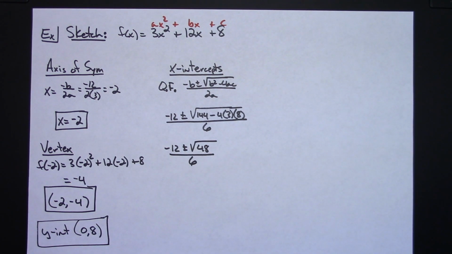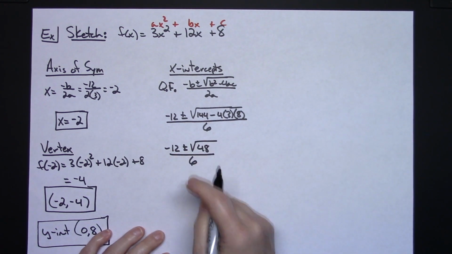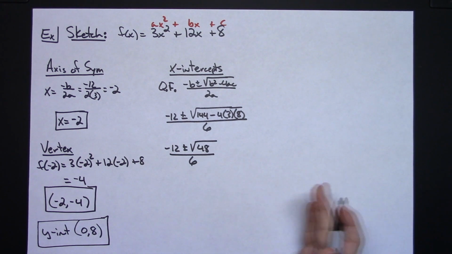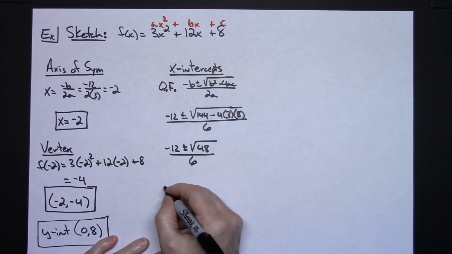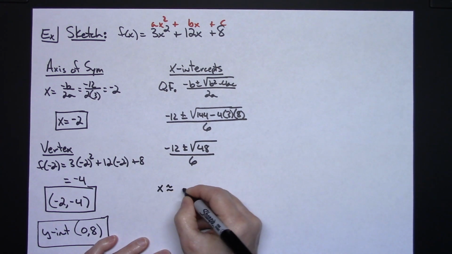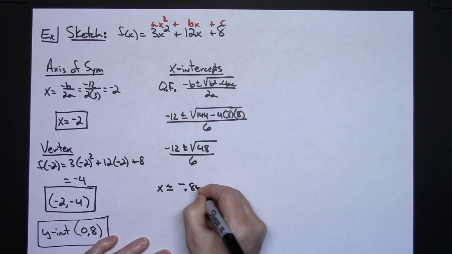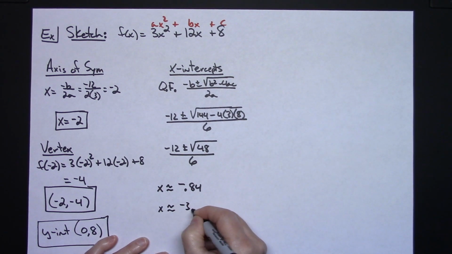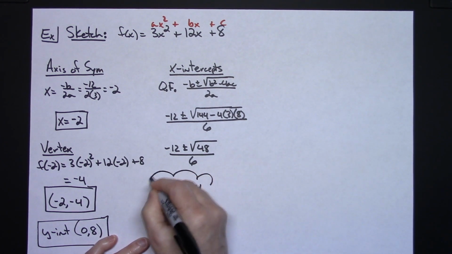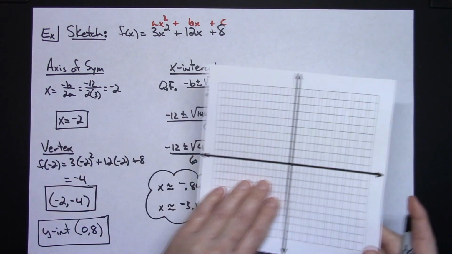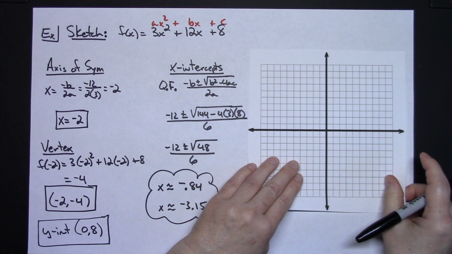Alright, at this point I would probably grab a calculator and come up with the 2 decimals here. That way it's going to be easier to approximate on our graph. So if you want, you can pause the video and try to get these 2 decimals. I believe we're going to get x is approximately negative 0.84. We're also going to get x is approximately negative 3.15. Okay, so again, rough estimates there so that when we go to do our sketch, we'll have about where it's going to go.